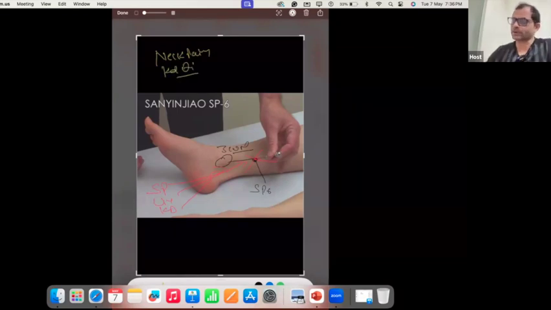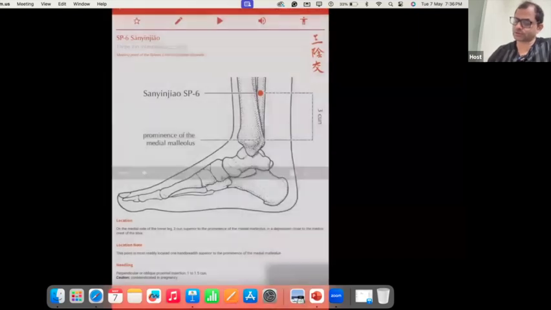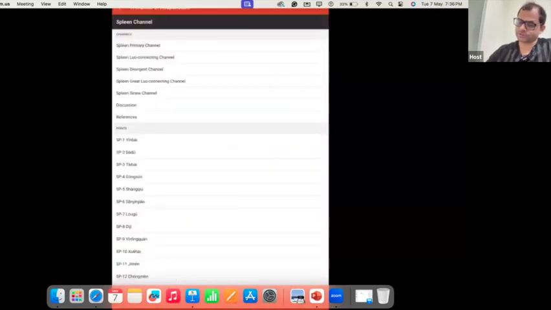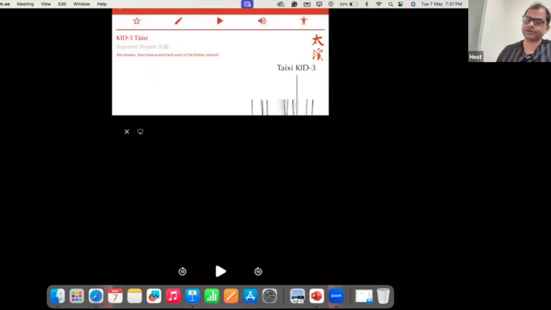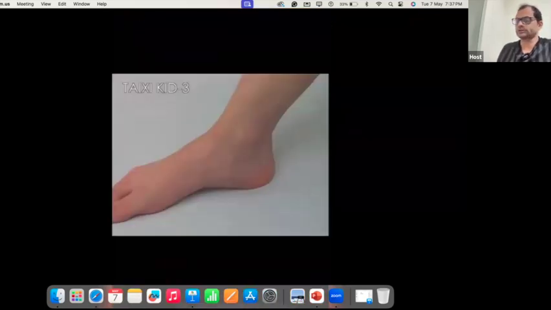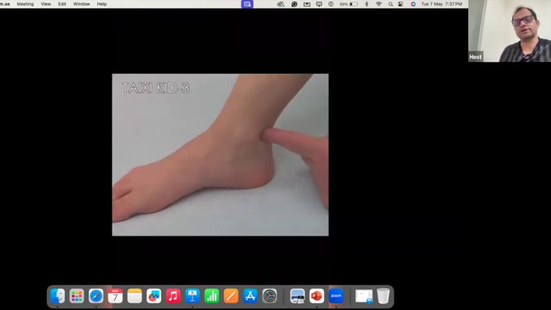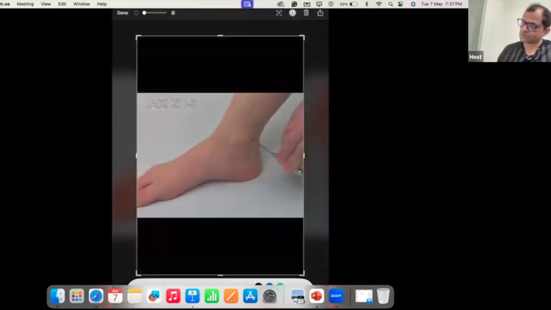So now the second point, which we should also know, एक दूसरा बिंदु है. So we are using 2 points. The second point is kidney 3. Kidney 3 is the source point of the kidney, and it is a great point of the kidney. It's improving the kidney chi. So we can see here the medial malleolus, and just on the back side of the medial malleolus, ये हमारा kidney 3 point है. So this is the location of kidney 3.